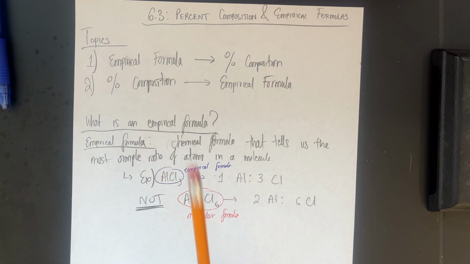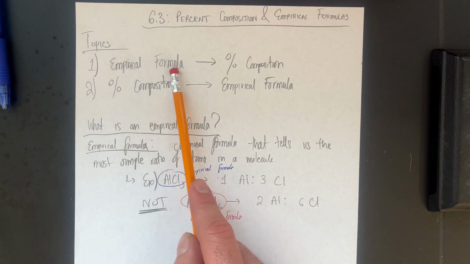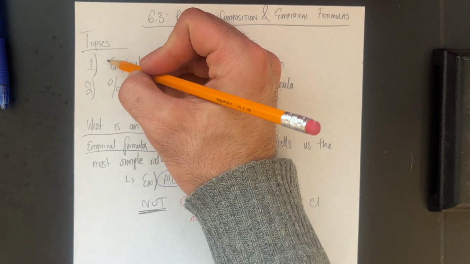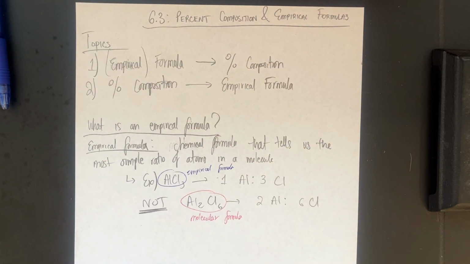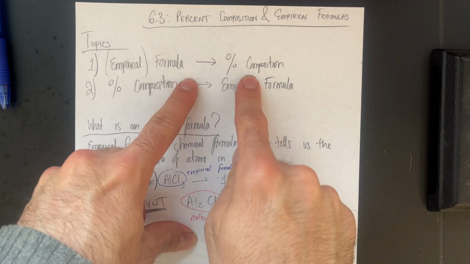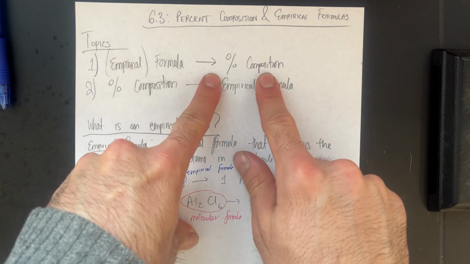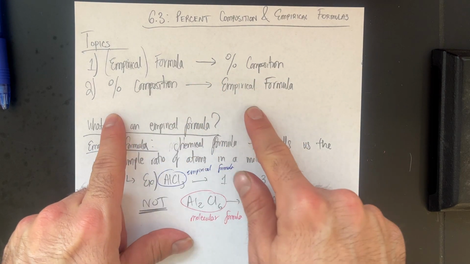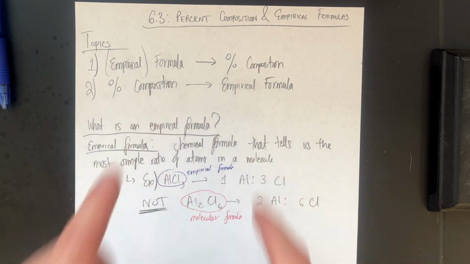There's two topics really here. For one, we first learned how to go from an empirical formula to percent composition. I should put empirical in parentheses because you guys didn't know that we've been dealing with empirical formulas. I'll explain what that means in a second. We learned how to go from empirical formulas to percent compositions, and then we learned how to go from percent compositions to empirical formula, so we learned how to reverse it.